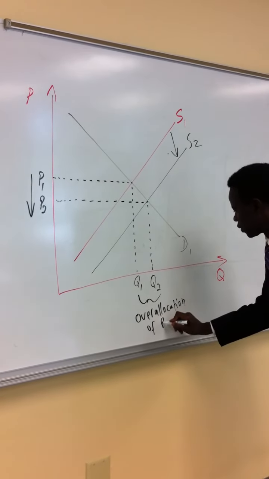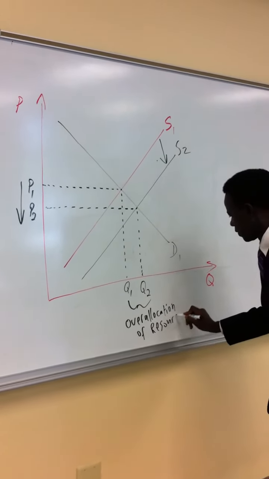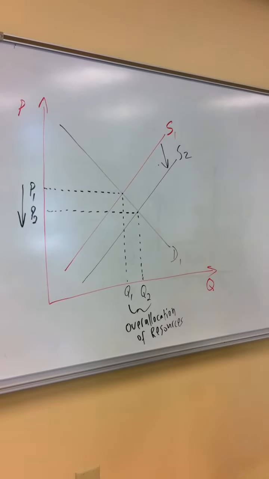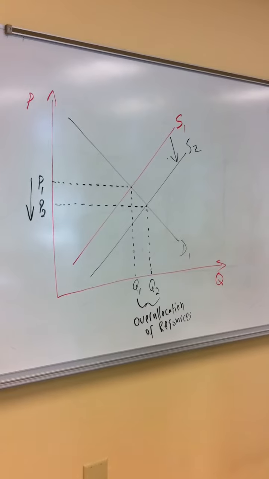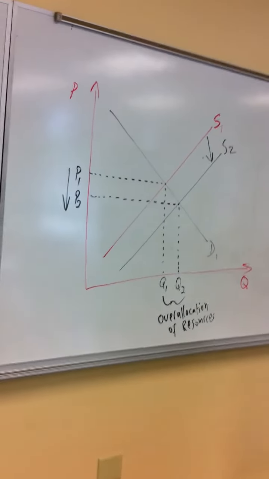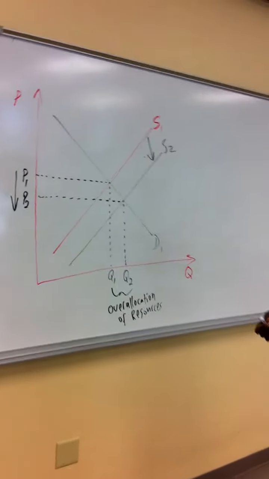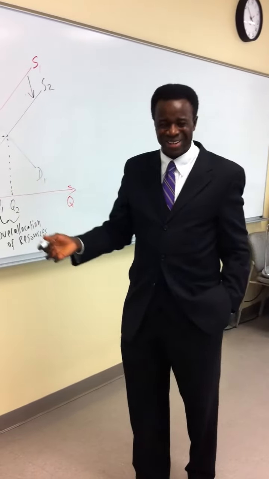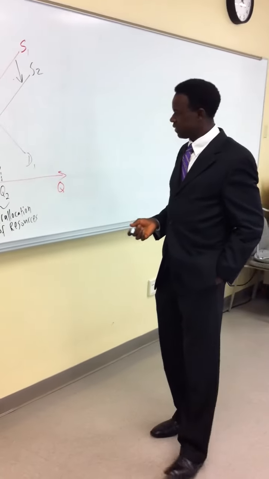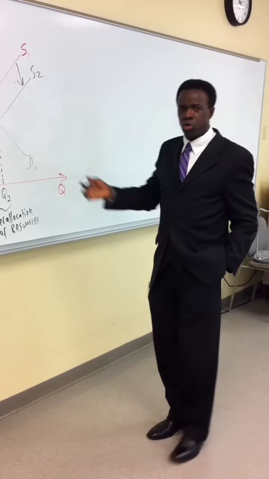Over-allocation of resources. This is characteristic of spillover cost. Spillover cost is also called negative externalities. Negative externalities. Now, how do we correct?